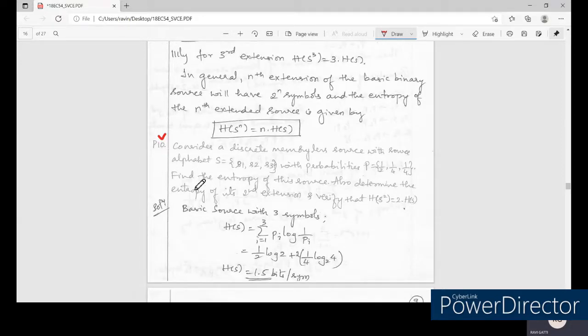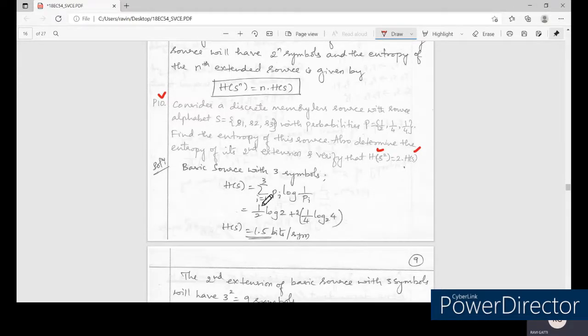What we are asked is to find the entropy of this source, and also determine the entropy of the second extension and verify that H of S square is 2 into H of S. So you need to find H of S and H of S square individually, and then make sure whether the extension relation holds good for this equation or not. Let us first find the basic source entropy with three symbols.